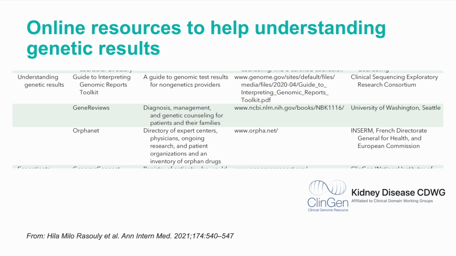You have the website GeneReviews, where you can enter the name of the gene or the name of the disease, and it will provide you the diagnosis, the differential diagnosis, the management recommendations, genetic counseling recommendations for both the patients and their families. And then you have Orphanet that will provide you a shorter description of the disease if you enter the gene name, but it will provide you a directory of expert centers and physicians and ongoing research. It will also provide you links to patients' organizations and inventory of orphan drugs.